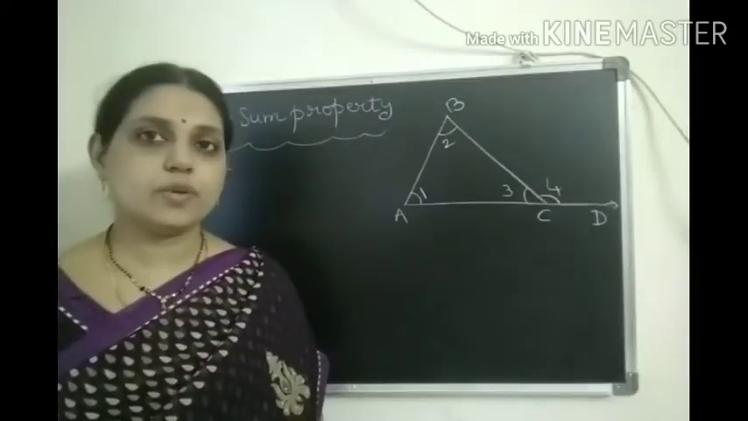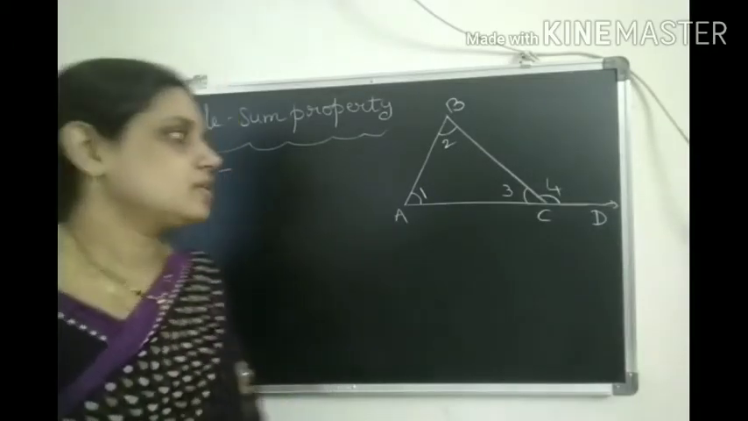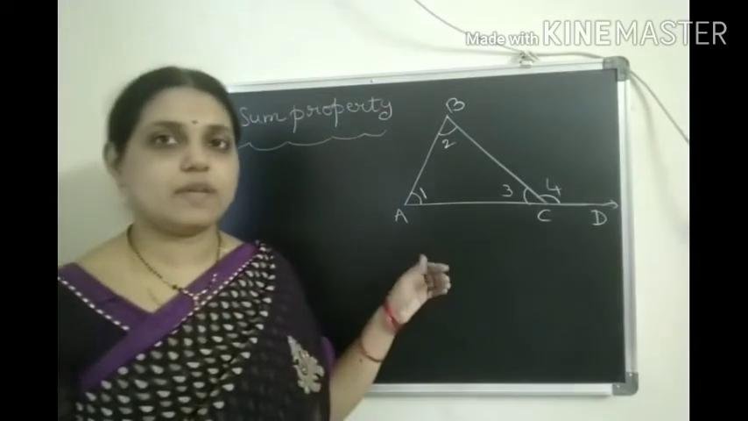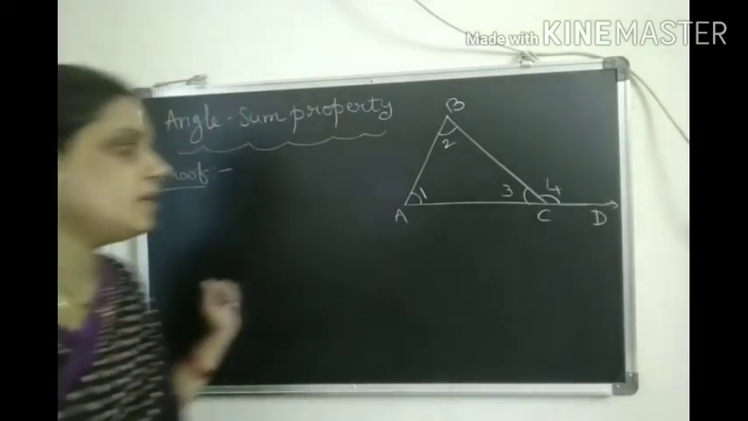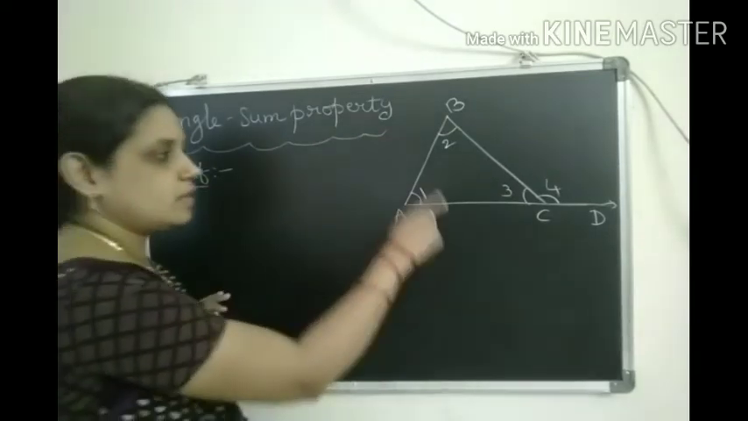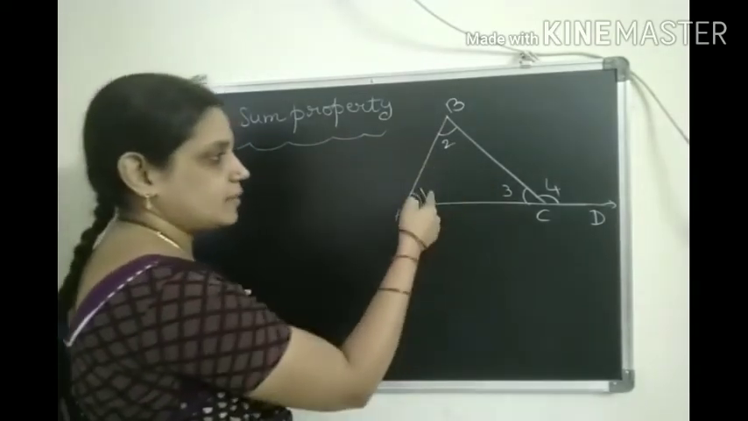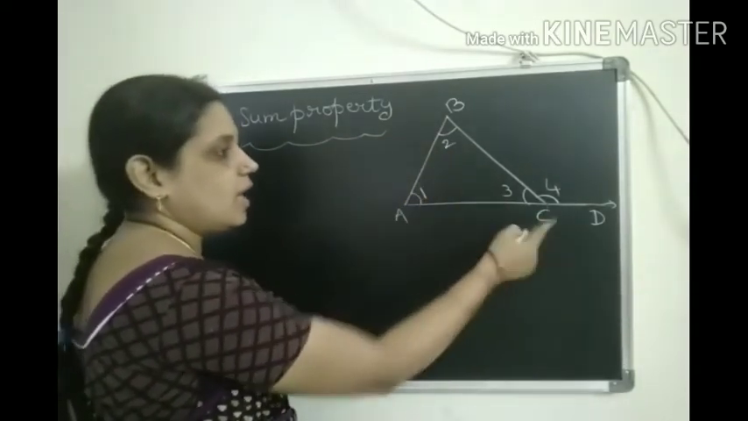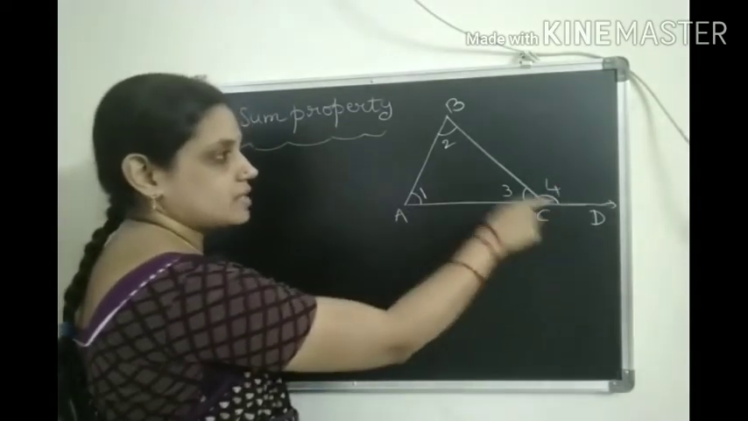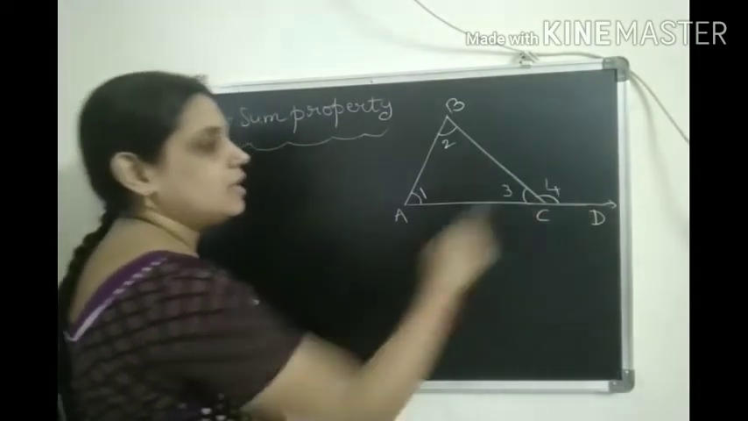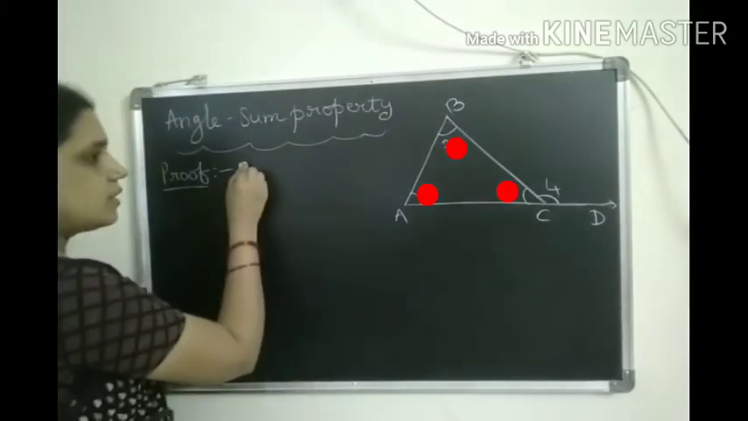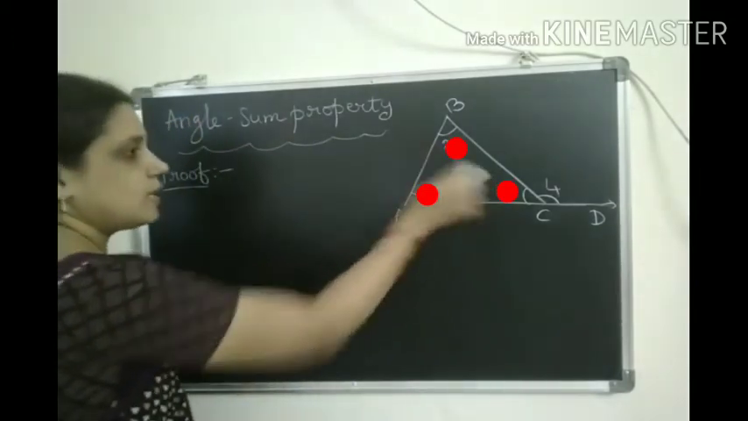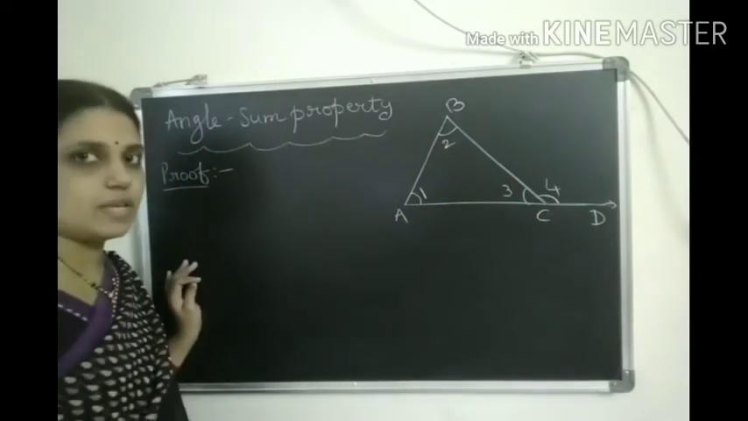Now we are going to prove the angle sum property using the exterior angle property that we have already learned. From this figure, if you observe, the three interior angles I have marked as angle 1, angle 2, angle 3, and this angle 4 is one exterior angle I represented in the figure. What we are going to prove finally is angle 1 plus angle 2 plus angle 3 equal to 180 degrees.